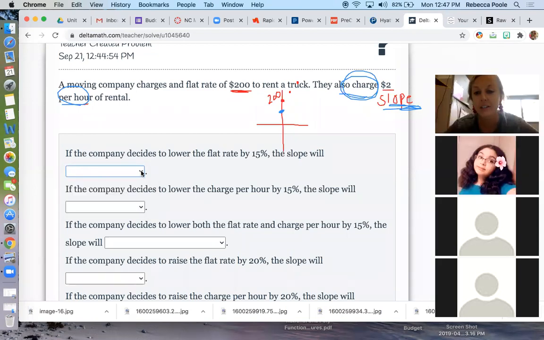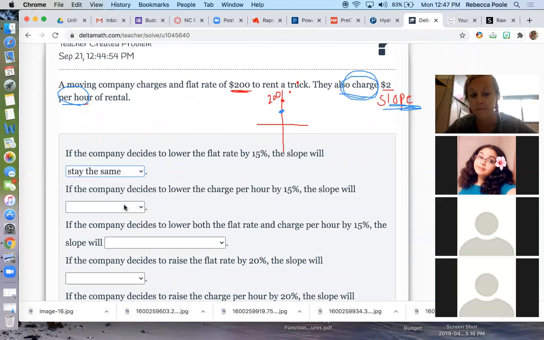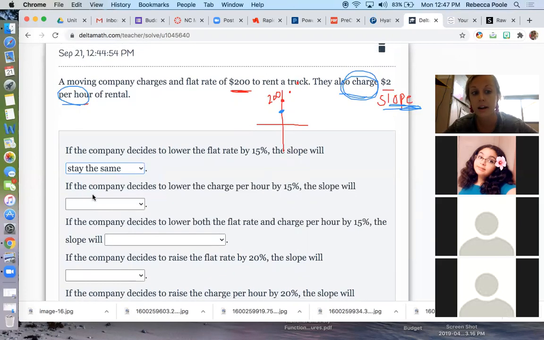Hello, children. Good. Y'all have to answer my questions in a test review. I'm not going to sit here and give you all the answers. If we lower the flat rate, then that means we're moving the base, but have we changed the charge per hour? No, so it's going to stay the same. All right, let's look at the next part.